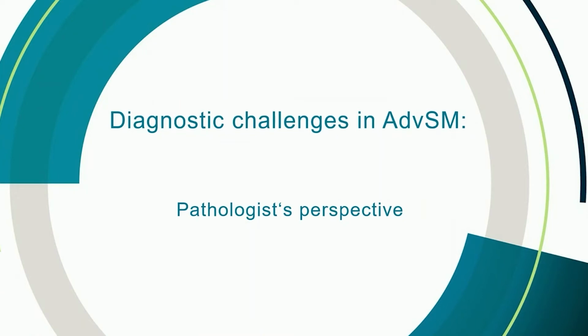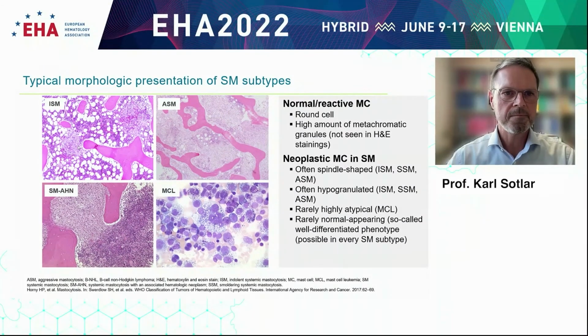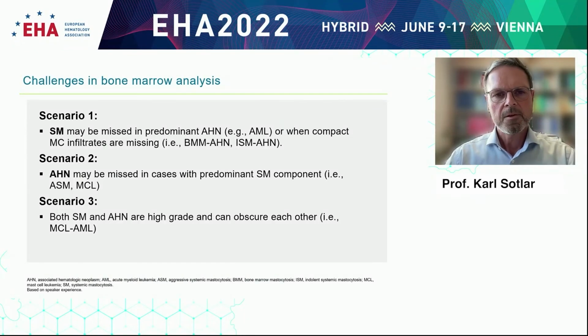Yeah, the diagnosis of systemic mastocytosis is usually no big problem if the cases look like shown here. ISM with 2 compact infiltrates, aggressive systemic mastocytosis with a marked fibrosis, SMAHN with a compact infiltrate in the upper left and the myeloid neoplasm in the lower right, or mast cell leukemia with these highly atypical mast cells with vacuolated cytoplasm. I would like to show you now 3 scenarios demonstrating what Professor Reiter has described before.